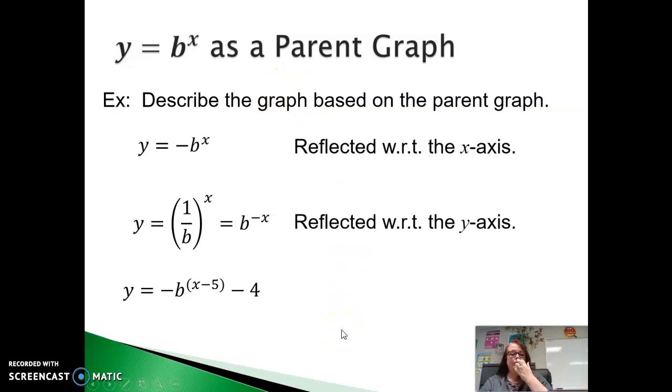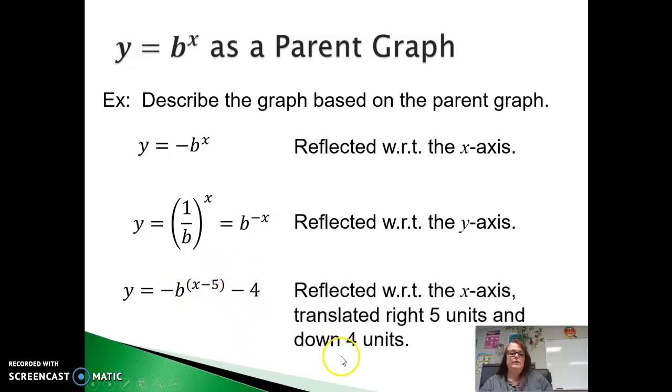So if I put it all together, pause the video and see if you can figure out all the changes happening to this graph. So hopefully you see this negative in front of b is saying reflect it vertically across the x-axis. Then in my exponent, if I set this equal to 0, x is +5, so I'm translating to the right 5 units. And then this -4 is a vertical change, and so I would translate down 4 units. So reflected with respect to the x-axis, translated to the right 5 units, and down 4 units.